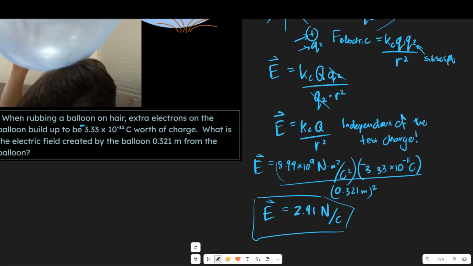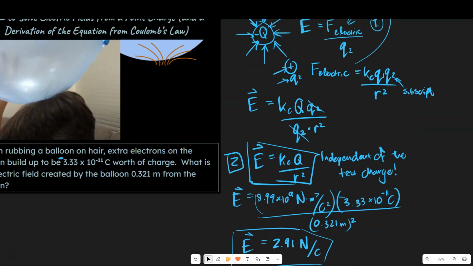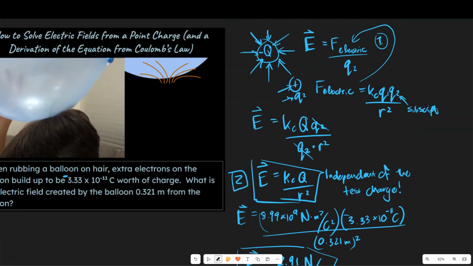I do want to emphasize that this right here is the second really big equation that we can use for determining electric fields. So let me bring this back up here. We had this first equation, which is a definition of an electric field over here. And for number 2, this is the electric field as determined from a point charge. So now we've got 2 equations to work with for solving electric field problems.